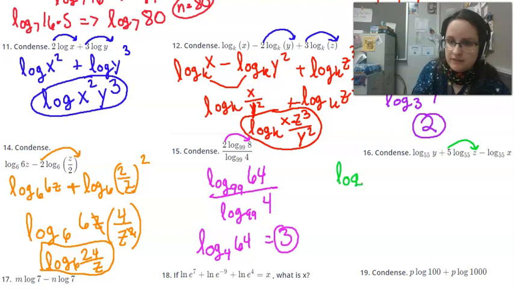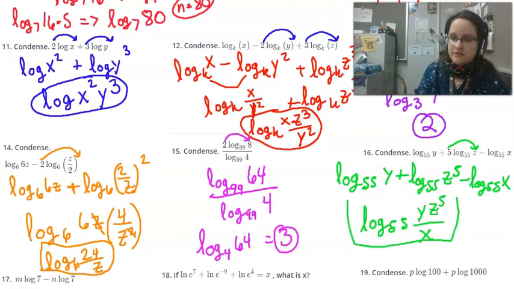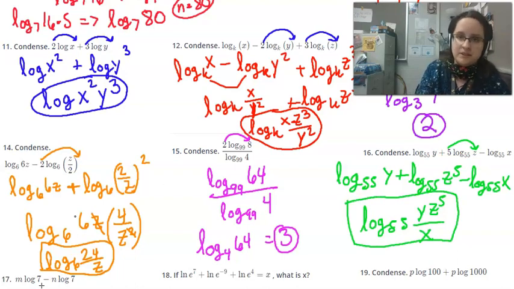So we have log 5 of y plus log 5 of z to the 5th power minus log 5 of x. So let's multiply and divide. So we have log 5 of y z to the 5th power all over x. And this would be our simplified expression, our condensed expression.